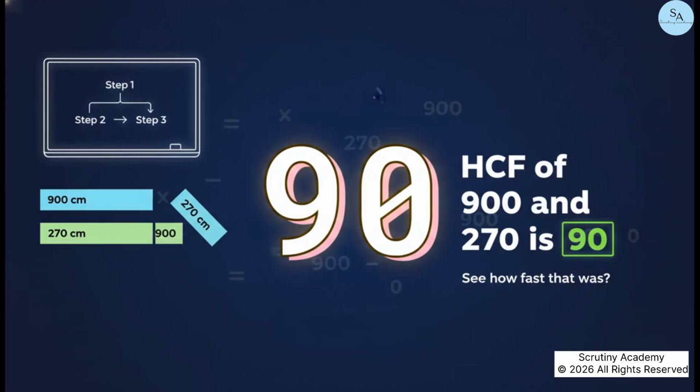Since the process stopped when we hit a remainder of 0, we just look back at the divisor from that last step, and that was 90. So the HCF of 900 and 270 is 90. See how fast that was?